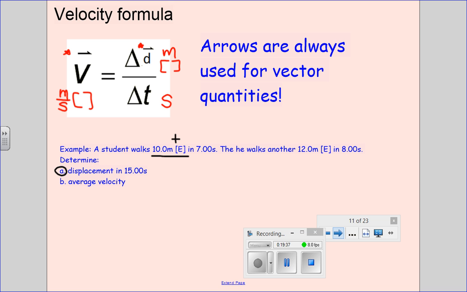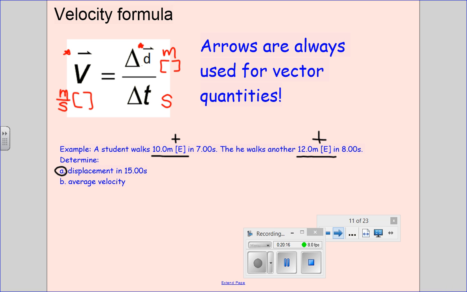We're going to call east a positive direction because it's the one that goes to the right. He does that in 7.00 seconds, then he walks another 12.0 meters to the east again. That means that in this case, both of those numbers are positive. I'll add them up. If the student had walked back towards the west, I would have subtracted that. And so when we're figuring out displacement, there's not one easy little formula that you can use to figure out displacement because you have to consider the direction.